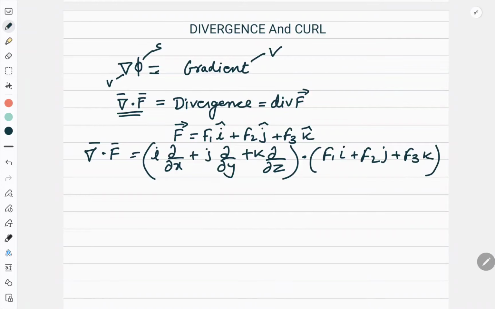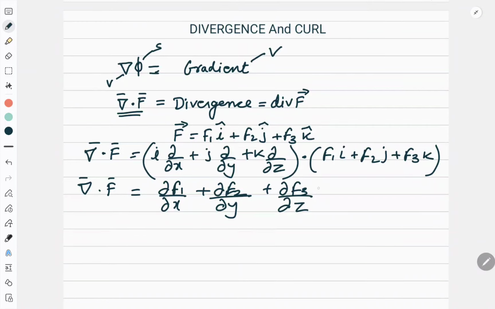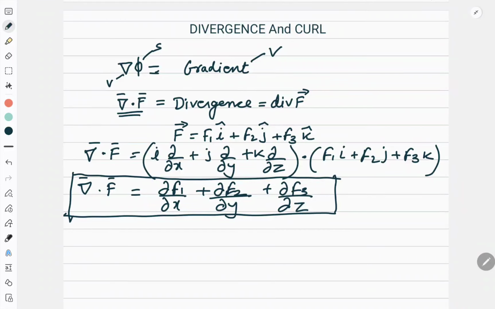Correct? Now we know that in dot product, the coefficient of i goes with the coefficient of i, coefficient of j goes with the coefficient of j, and I explained the reason in the previous video, right? So this is equal to dou f1 upon dou x plus dou f2 upon dou y plus dou f3 upon dou z. So this is the important formula to evaluate divergence. And you can see that my result is a scalar. So divergence of f is always a scalar quantity, right?